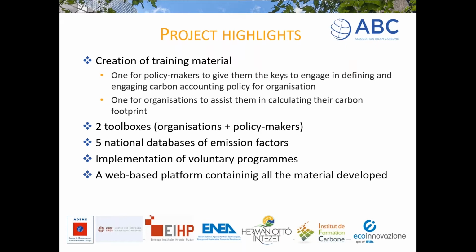And the main step was the implementation of voluntary programs, because we needed to have organizations which were volunteer to test the tools developed and to follow the training and to calculate the carbon footprint in order to implement a mitigation plan and reduce their GHG emissions. And the main support was the web-based platform, which contained all the material developed during the 3 years of the project.